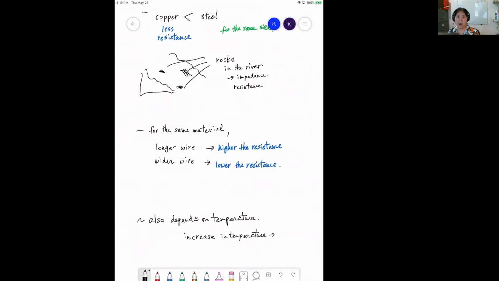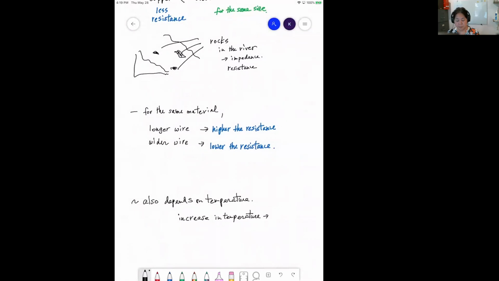What do you think? If you have a higher temperature, what happens to the resistance? Imagine that these rocks are there in a river. But if you have a higher temperature, what does it mean? It means that these rocks also have some kinetic energy, and the higher the temperature, the more kinetic energy. So even though the size of the rock is this much, if it moves more, it's going to be harder for the current to flow. So increasing temperature means an increase in resistance.